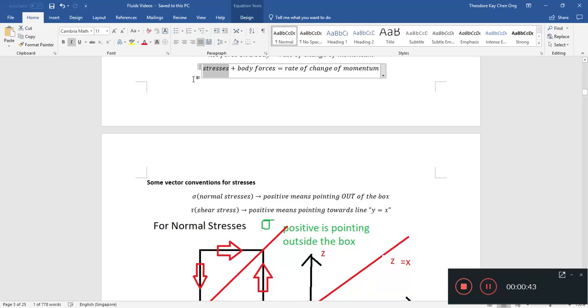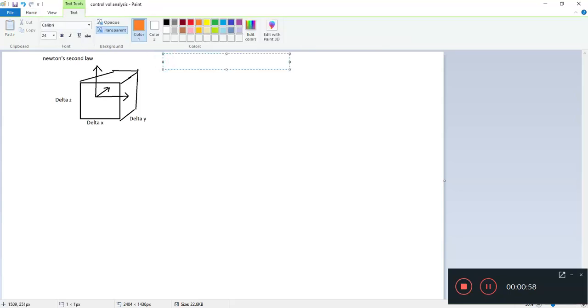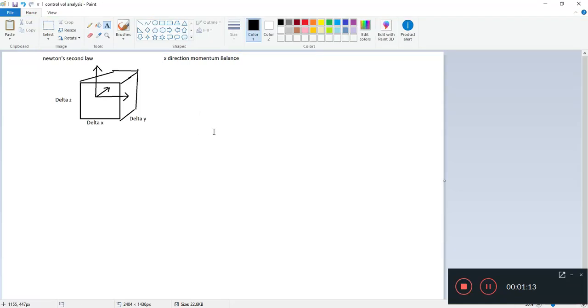Okay, so let's look at the stresses again. Let's look at our little box here, our control volume. So let's do an x direction, let's make it black in color, x direction momentum balance. So what are we going to do with the x direction momentum balance? We need to find out all the stresses which are acting in this x direction.